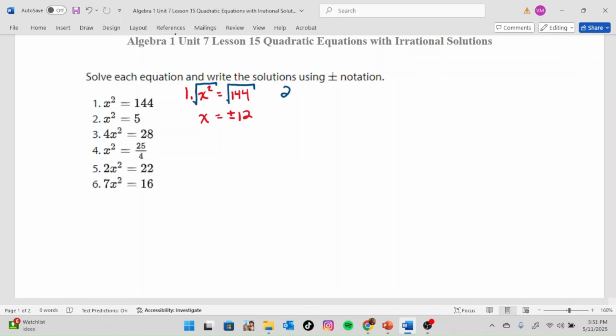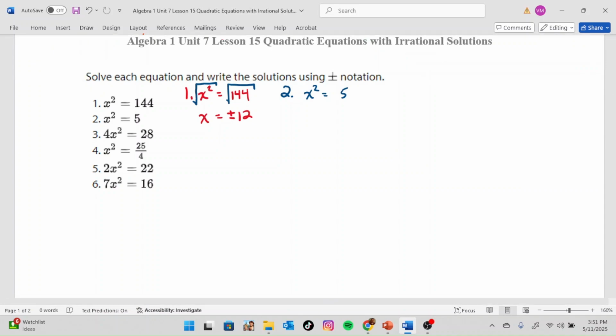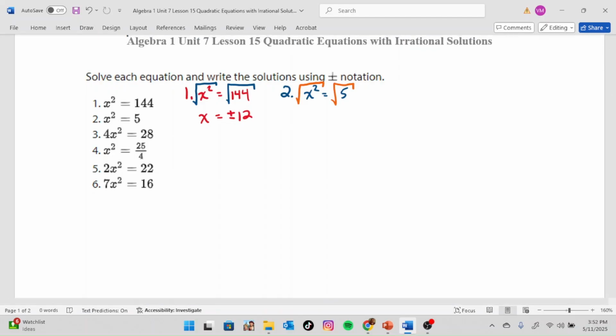Number 2. For this one, we have x squared equals 5. Again, the opposite of squaring x would be to take the square root. So we're going to take the square root of both sides. Now on the left, the square root and the square cancel each other out. So that leaves x.